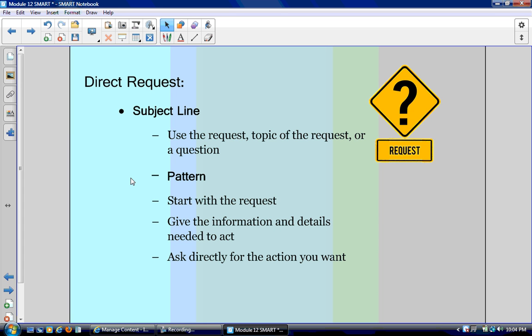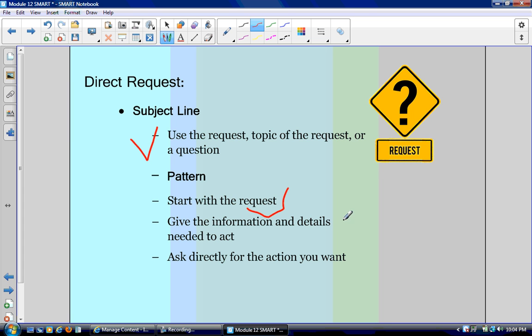So in a direct request, again, this is when you expect people to self-select. You don't expect any resistance. So in that case, your subject line can be pretty straightforward. You can just state your request or the topic of the request in the subject line, and you can even use a question. The pattern then is pretty straightforward. The introduction just names the request. That's your purpose. That's what you start with.